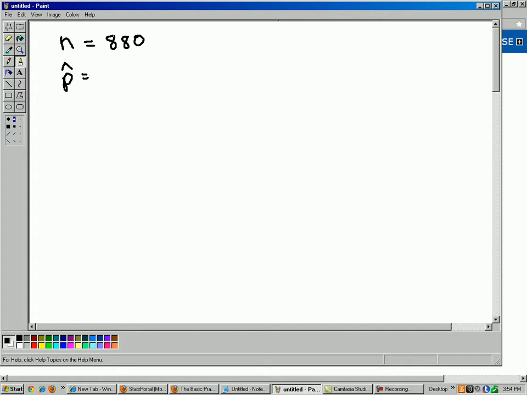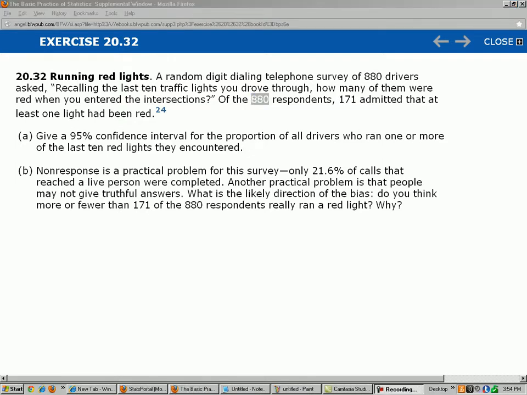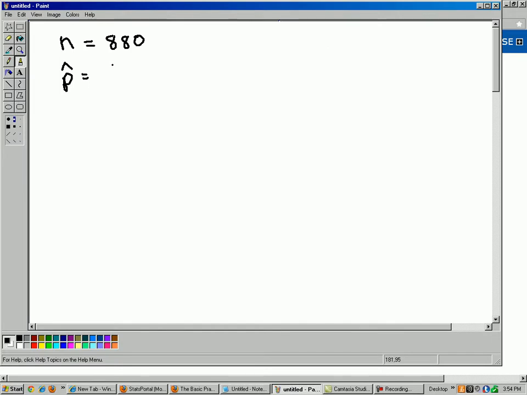And so back to the problem, we had 171 admitted they ran at least one red light out of 880. So that's going to be, wrong button here. Okay, so 171 out of 880. That's equal to, let me just get a calculator here real quick. 171 divided by 880 is 0.194 rounded off to 3 digits. Okay, so that's just a couple of initial calculations here.